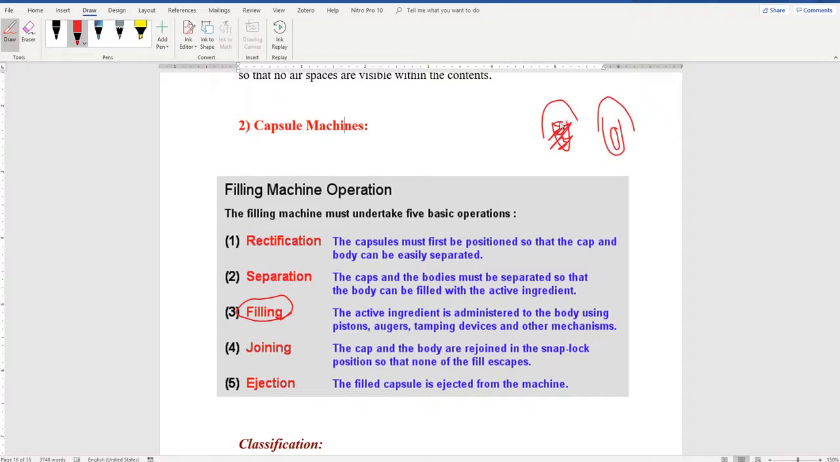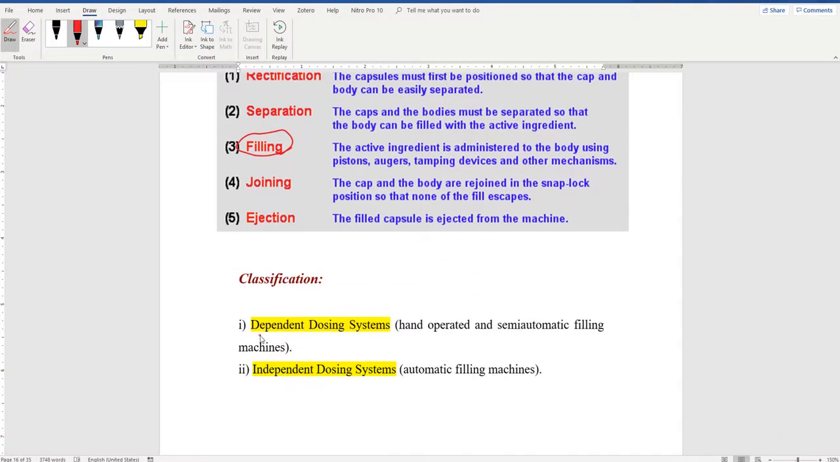So this one depends on the body, right? Because you need to fill the body completely. But this one does not depend on the body. Right? That's why we call this method the dependent dosing system, and this one we call the independent dosing system. So this is the classification: dependent dosing system and independent dosing system. When we say dependent, this means that the whole body must be filled. When we say independent, it means part of the body will be filled, not necessarily the whole body.